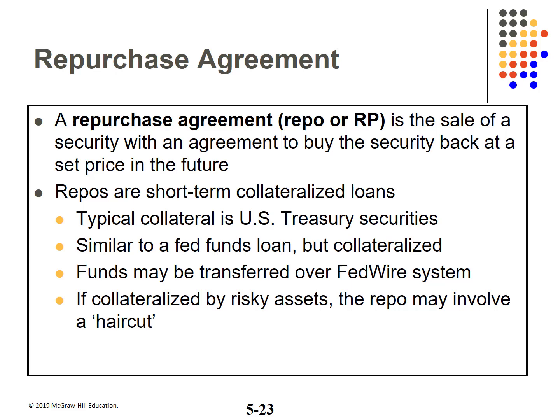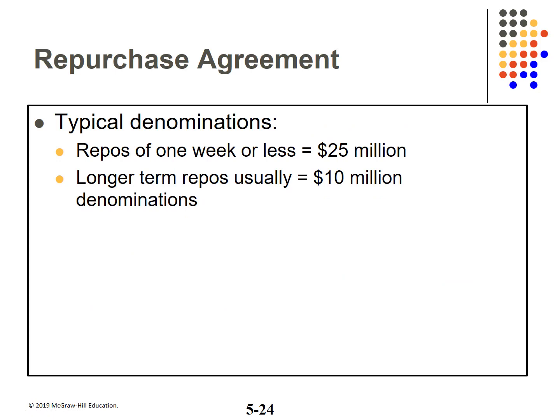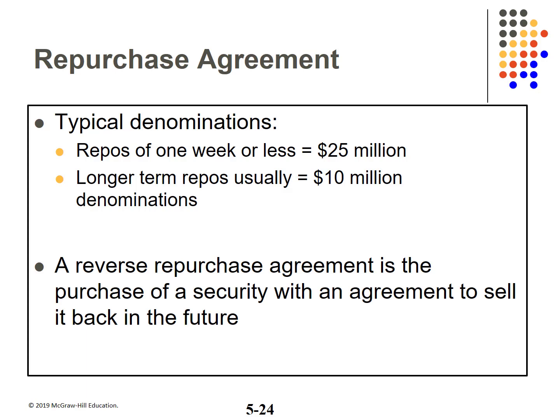If risky securities are pledged as collateral, the funds lender may require a larger haircut. Repos normally have to be slightly over-collateralized. For instance, to borrow $100, the repo seller would have to sell securities currently worth $102, for a $2 haircut. Repurchase agreements are typically very large, 10 to 25 million. There is such a thing as a reverse repo, a purchase with an agreement to sell it in the future.